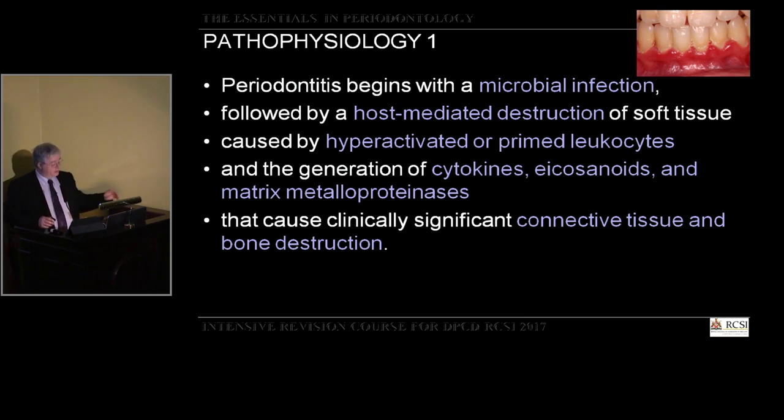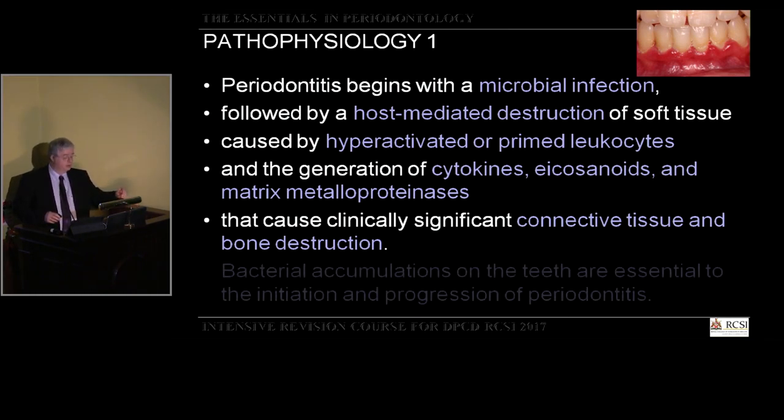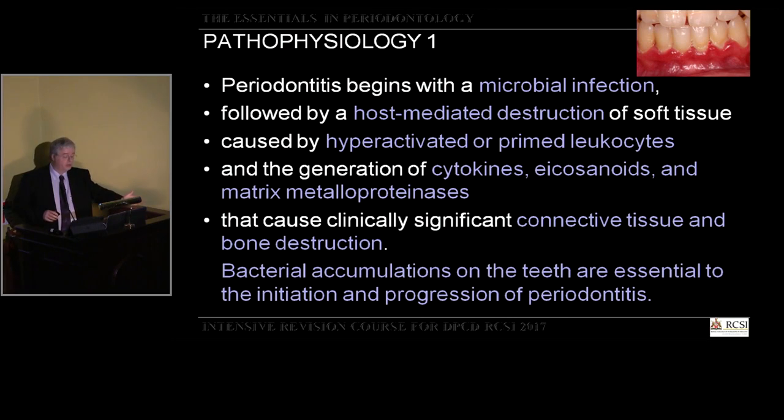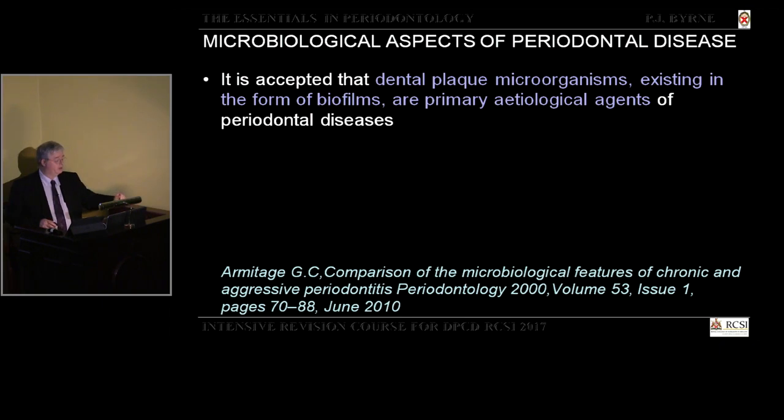That cause the clinically significant connective tissue and bone destruction that we know occurs in periodontal disease. Bacterial accumulations on the teeth are essential to the initiation and progression of periodontitis, and the research of the 1970s in terms of plaque certainly demonstrated that very clearly.